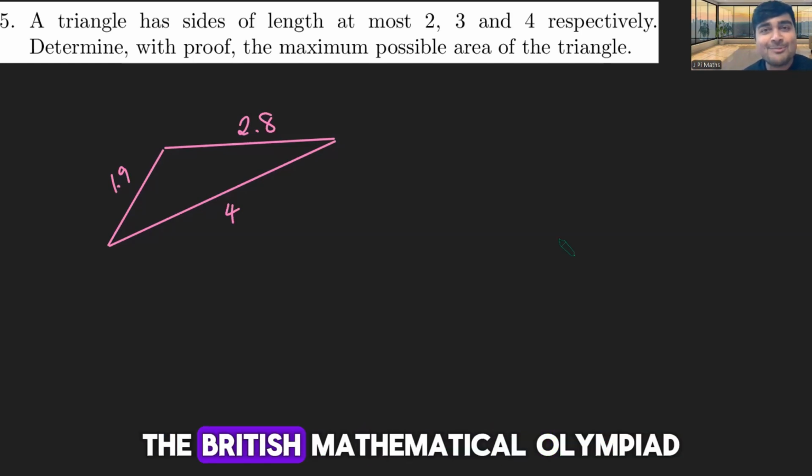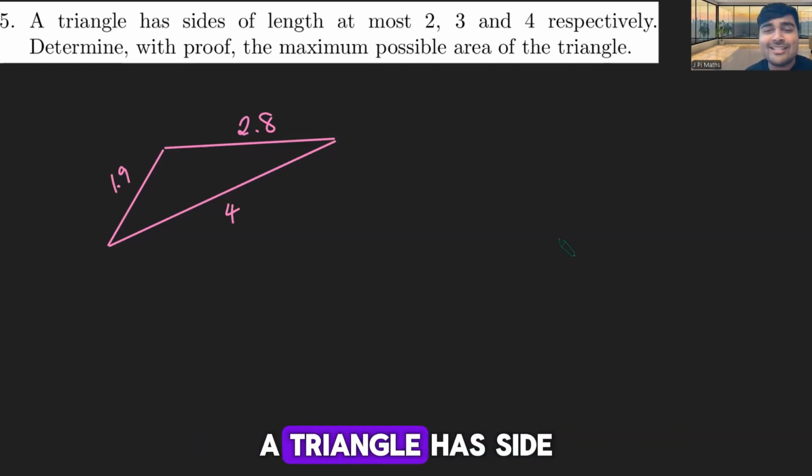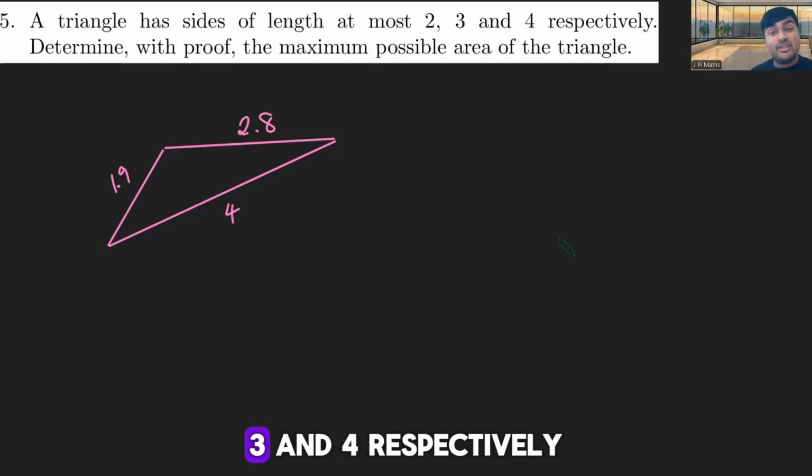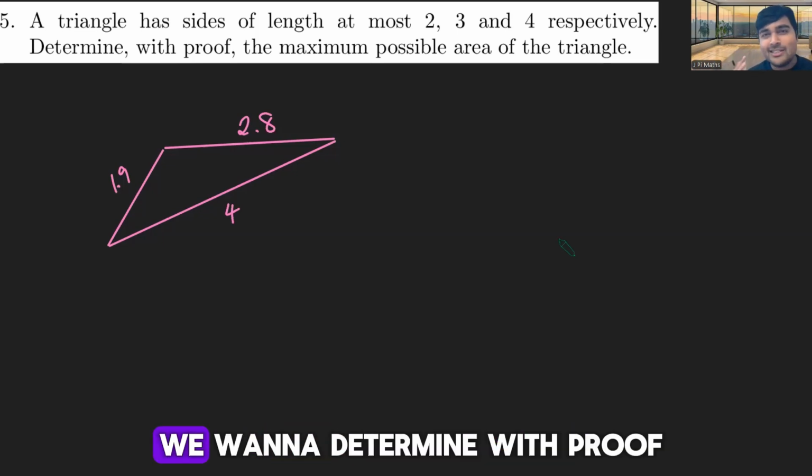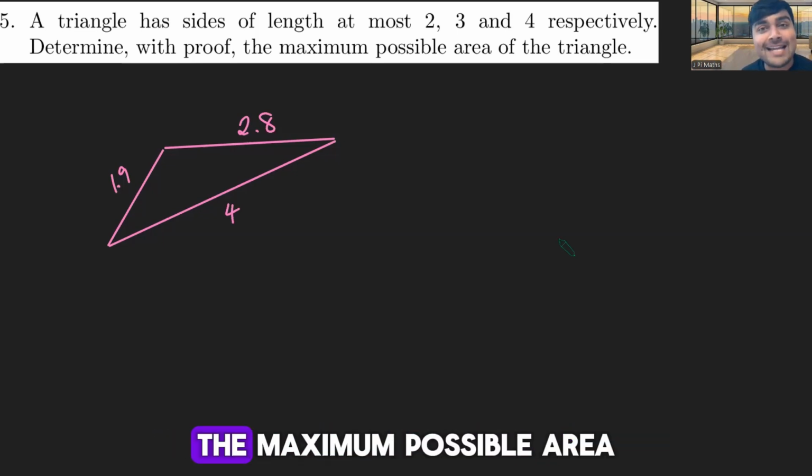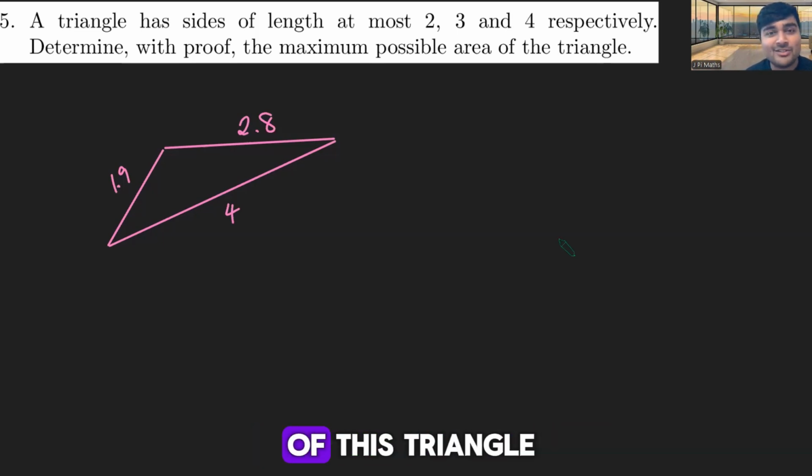Here's a problem from the British Mathematical Olympiad. A triangle has side lengths of at most 2, 3, and 4, respectively. We want to determine with proof the maximum possible area of this triangle.